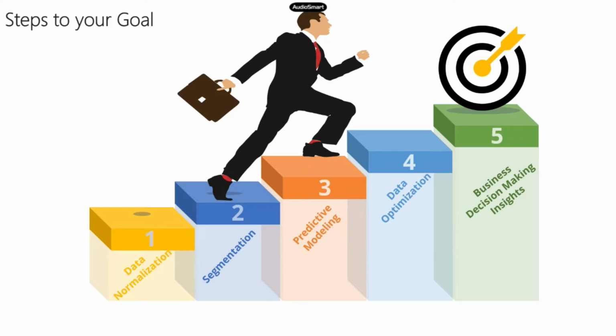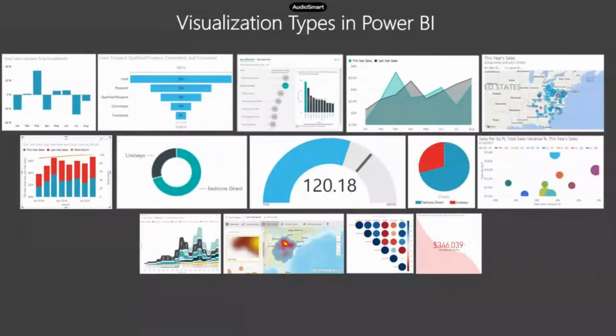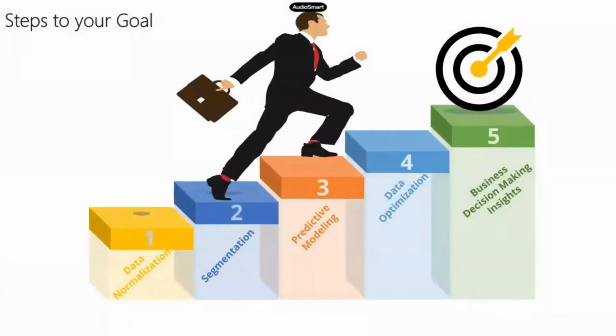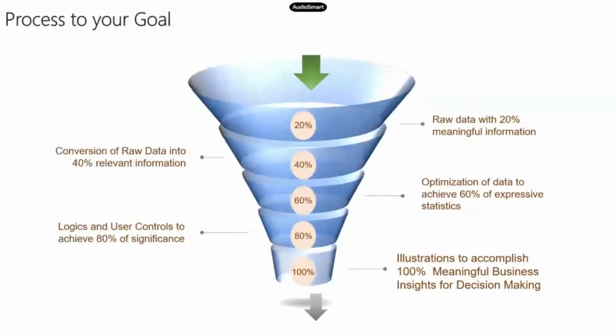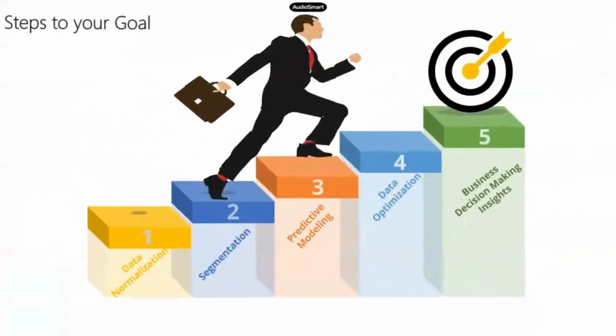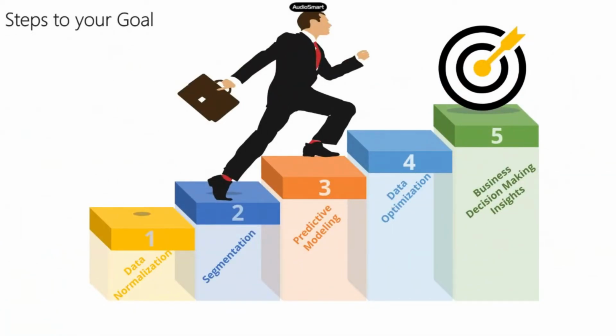So if you talk about the data normalization, I will cover the next slide in parallel too. Data normalization means the 20% information at the top of the funnel, which is the raw data with 20% of meaningful information. So here in data normalization, we are covering that particular 20% of the part.